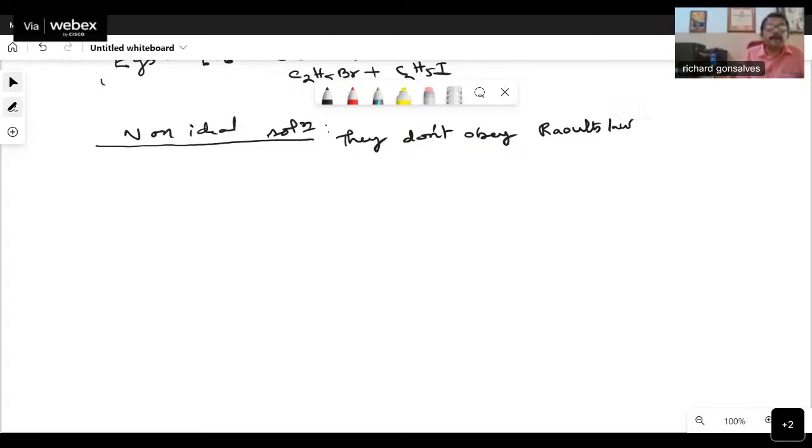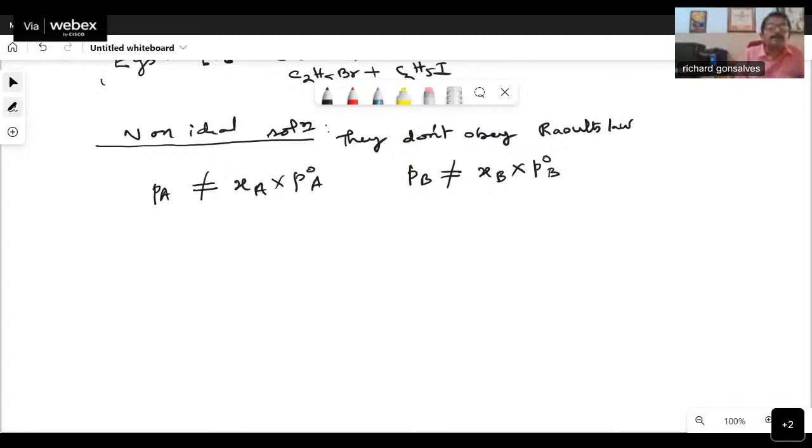Now you check, what if they don't obey Raoult's law? PA is not equal to XA into P naught A. Similarly, PB is not equal to XB into P naught B. When I say not equal, it could be either more or less. Two ways are there. Therefore, non-ideal solutions are of two types. One showing positive deviation from Raoult's law, another showing negative deviation from Raoult's law.